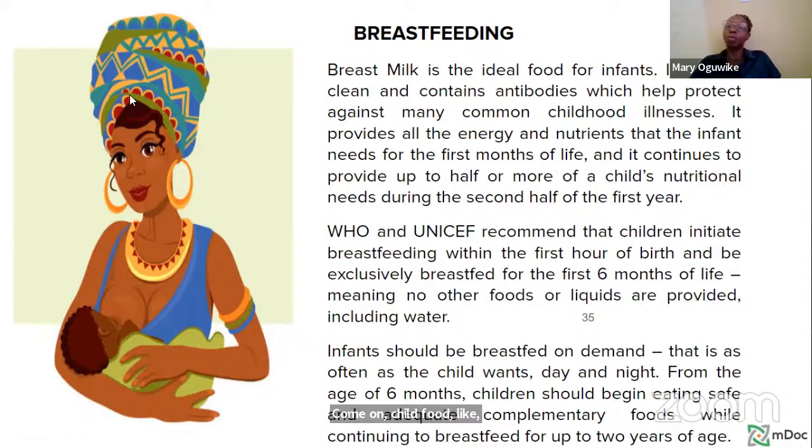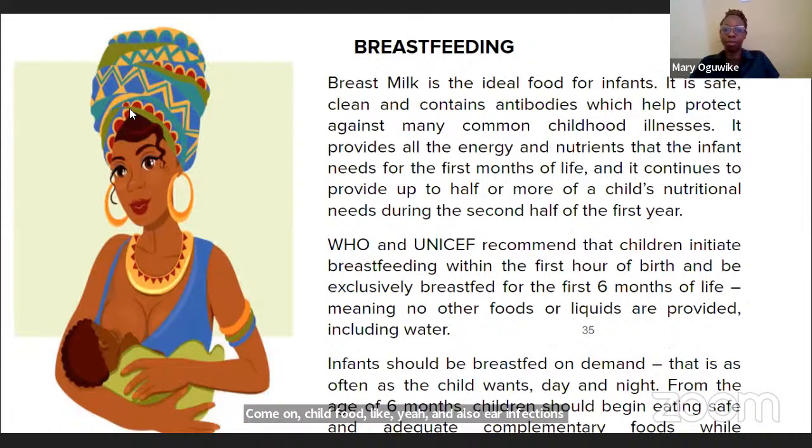Now, breast milk also provides all the energy and nutrients that the infant needs for the first months of life. And it also continues to provide half or more of the child's nutritional needs up until the second half of the first year, that is up until the 1 year old. Now, the World Health Organization and UNICEF recommend that children initiate breastfeeding within the first hour of birth. That is, you have to put your baby to breast 1 hour after delivery.